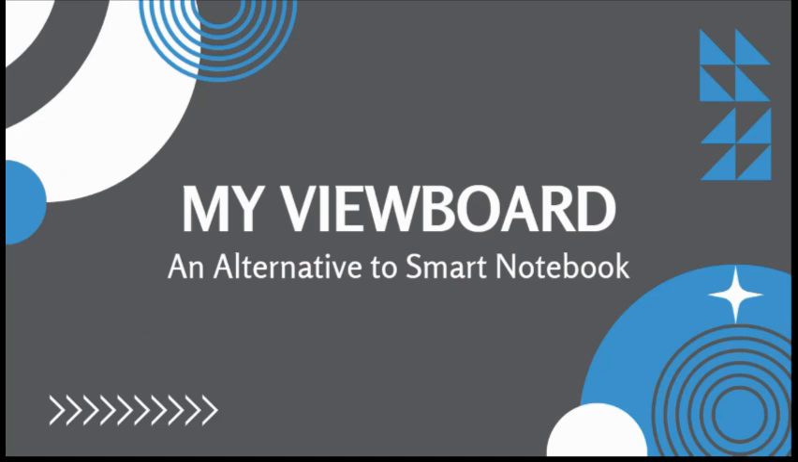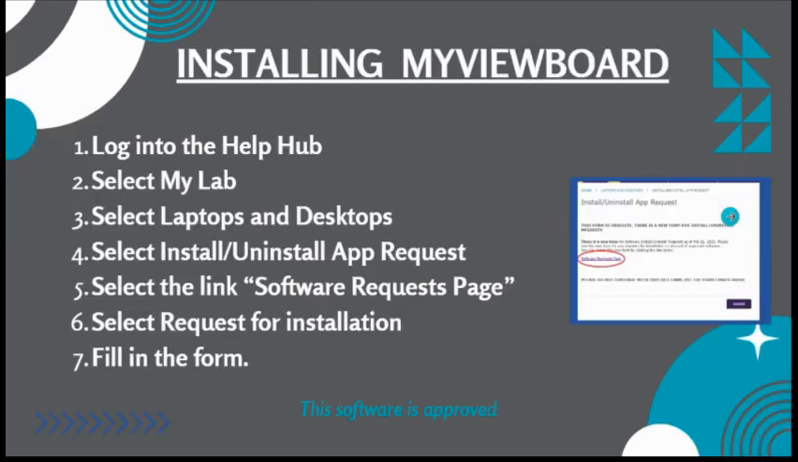So with myViewboard, unlike OpenBoard, you do have to put in a Help Hub ticket to have it installed onto your device. If you log into the Help Hub and select My Lab, you are going to go to Laptops and Desktops, select Install, Uninstall App Request. Once you click that, this window is what will pop up. Don't click on Submit down here because you haven't done anything yet. You want to click on the link that says Software Request Page.